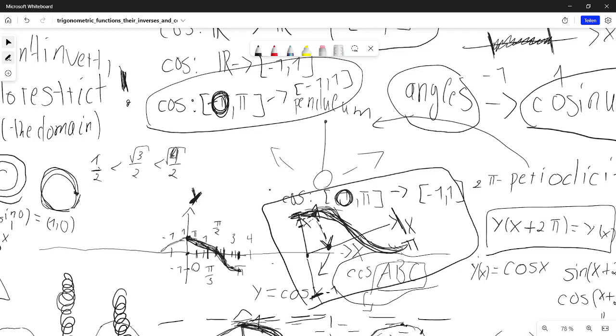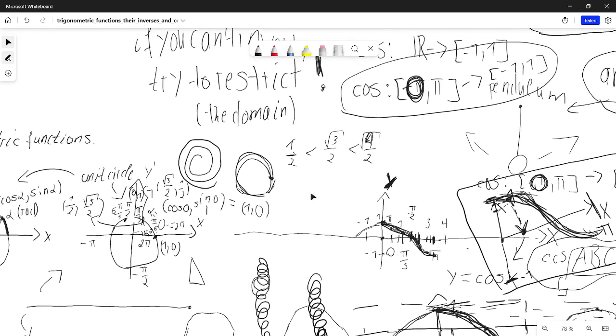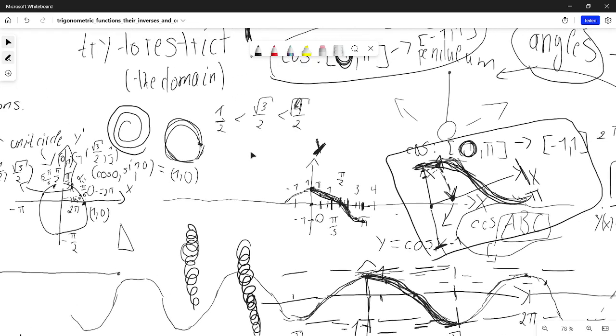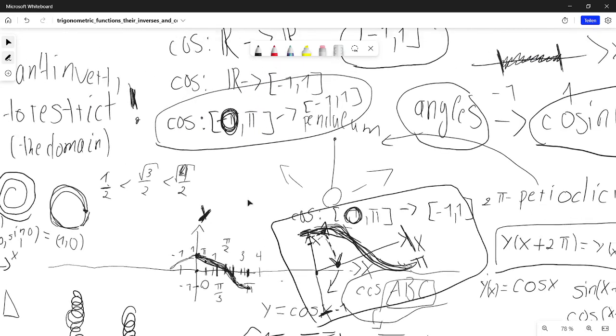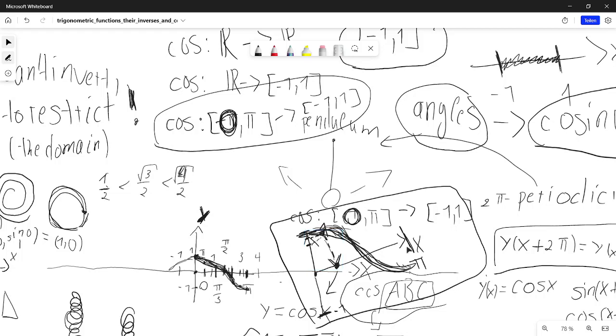Right? But what happens? Right? That just works. That just works. You give any cosinus, and if you think of an angle in this 0 to pi, then this function is invertible. We can go back anytime. It also looks invertible, so that's what I mean.